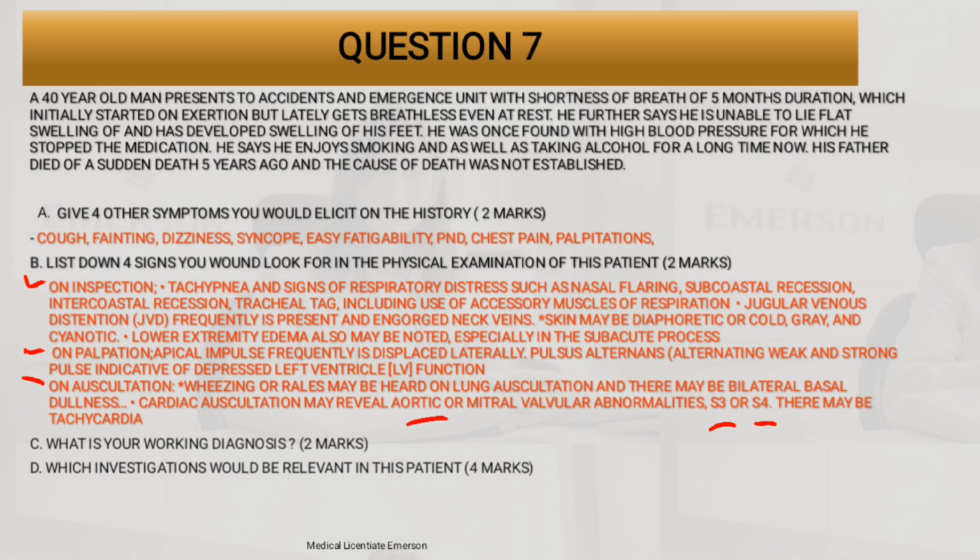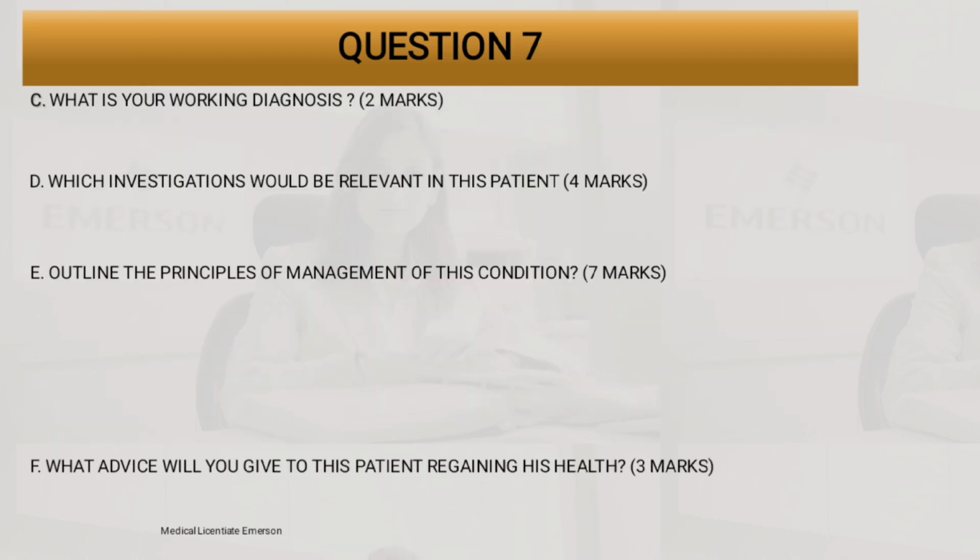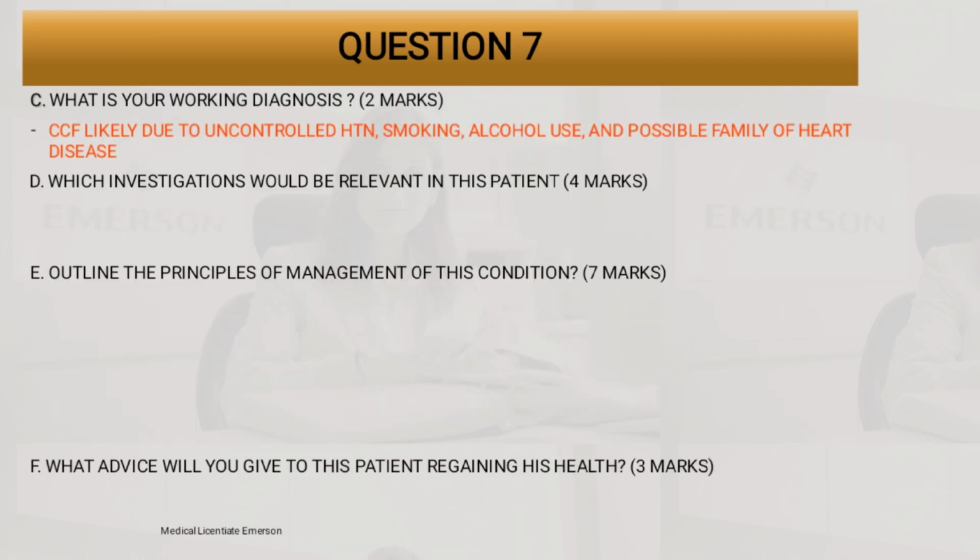Okay, then moving on. So what is the working diagnosis? The working diagnosis is CCF, likely due to uncontrolled hypertension, smoking, alcohol use, and even stopping the medication, and possible family history of the disease as well. This will be our working diagnosis.